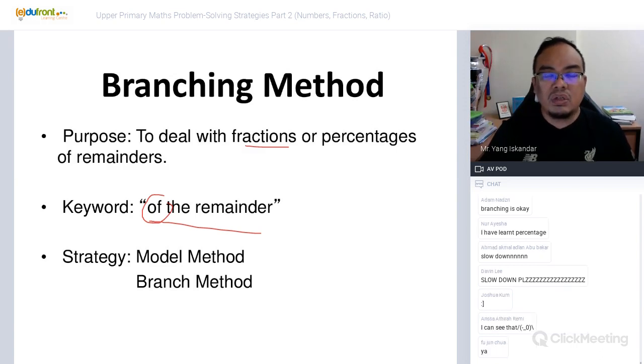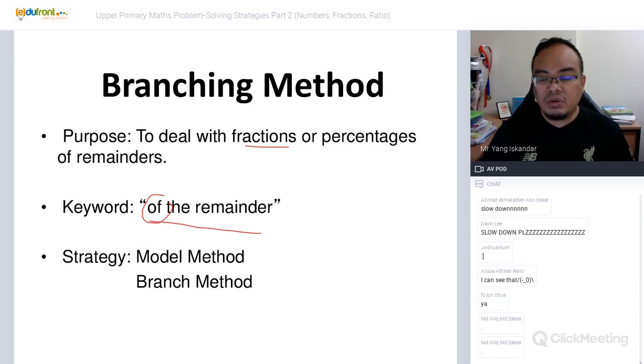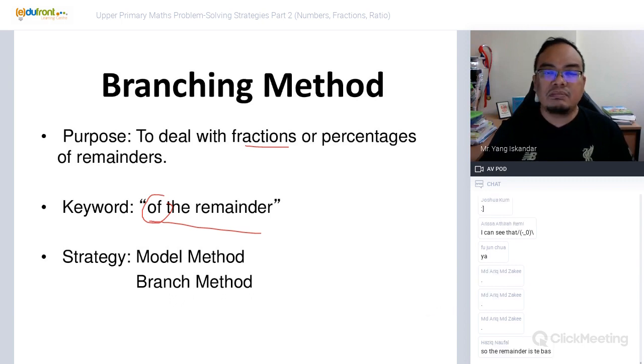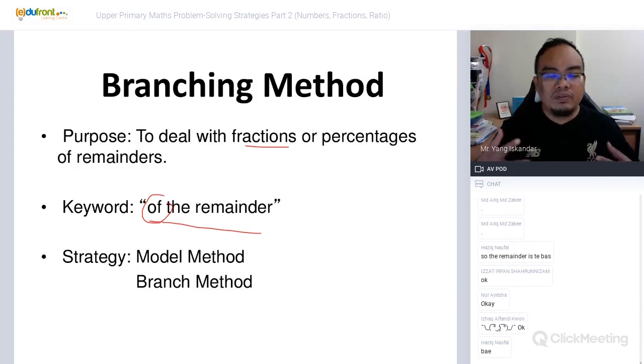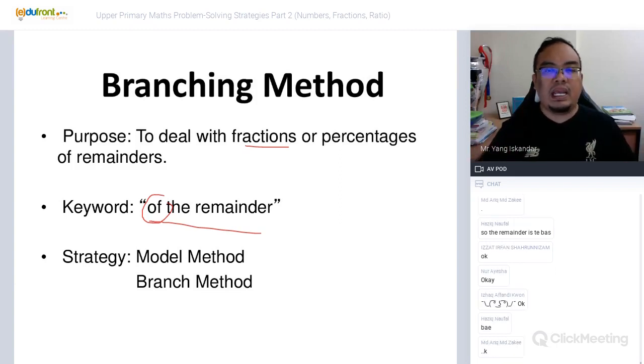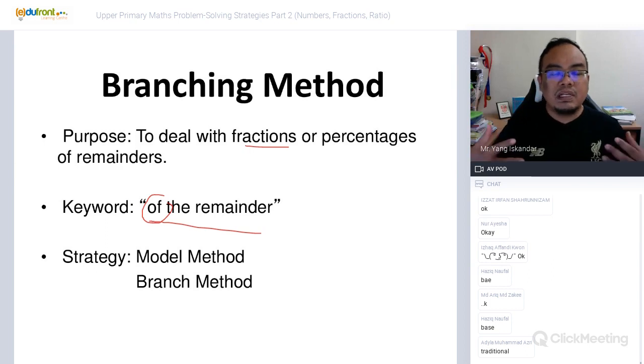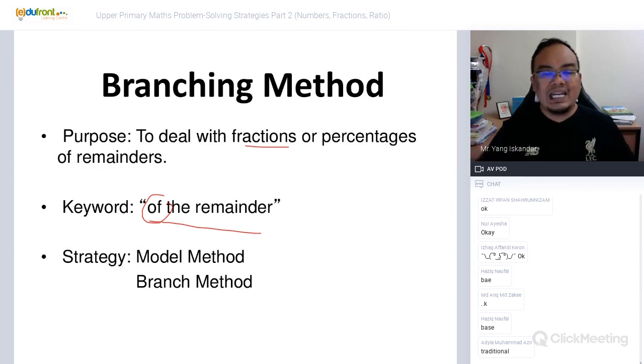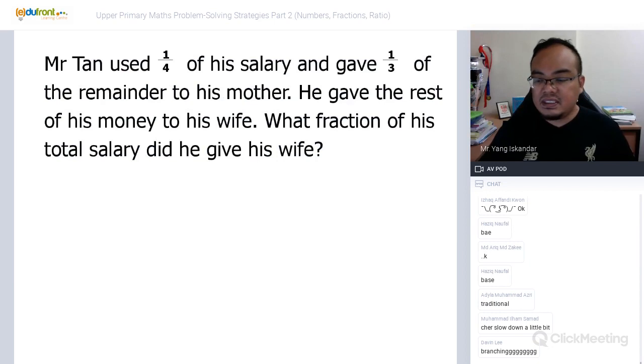So I'm going to show you two ways. One is the traditional model method, and then I'm going to show you the branching method, and then it's up to you what method you want to use. If you are more comfortable with the model method, go ahead and use it. If you find the branching method faster and clearer, go ahead and use the branching method. You must be open, you must equip yourself with different strategies.